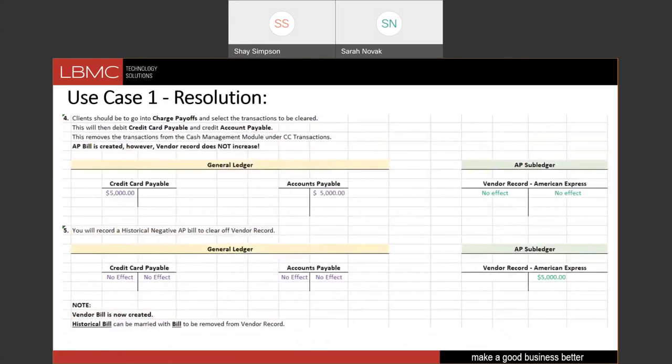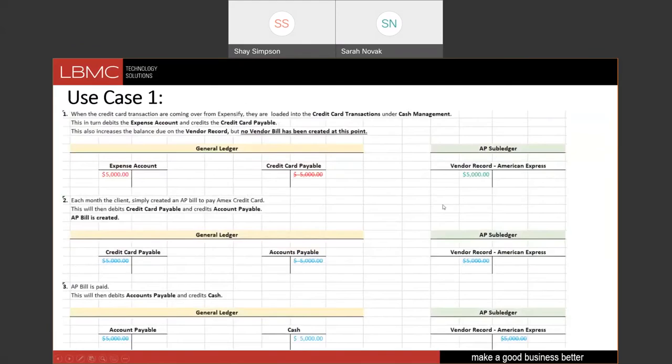So the client came to me and they said, you know, Shay, we're looking at this. We see all these credit card transactions sitting out here in cash management. We don't know what that means. We also see that it's saying we still owe $5,000 to American Express, but we don't owe $5,000 to American Express because we've paid them. We created our monthly bill and we paid them.